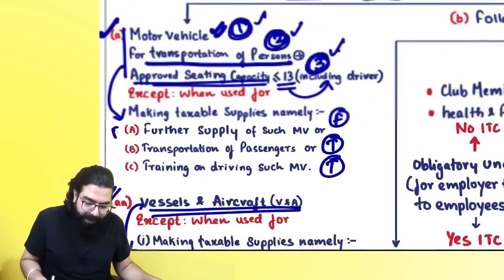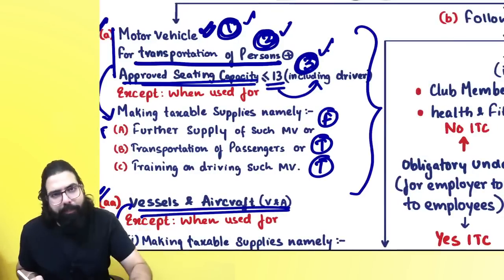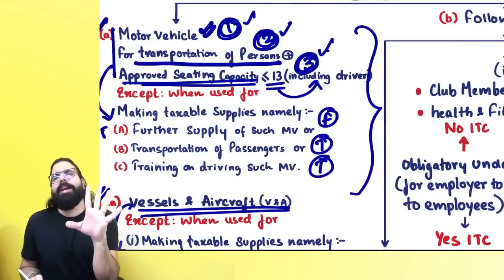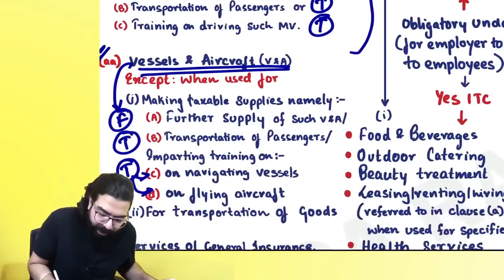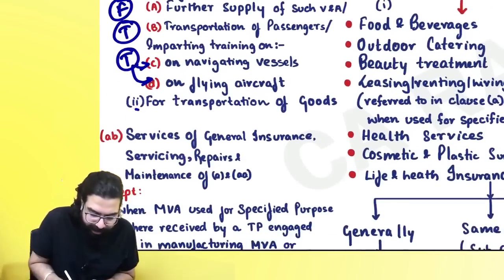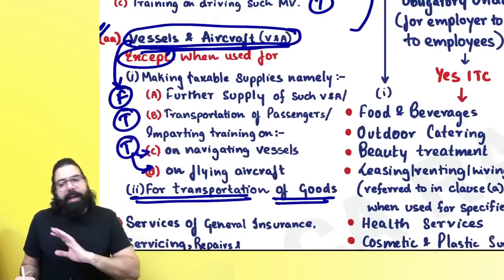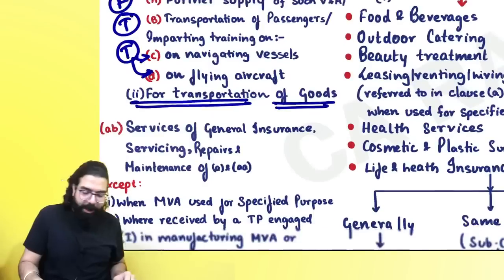Now listen to me very carefully. Here the credit on a goods motor vehicle was never blocked, and hence they did not write it in the exception. But for vessel and aircraft, the total credit was blocked, and hence they told that if it is for transportation of goods, it is an exception and credit will be allowed. I hope the point is clear.